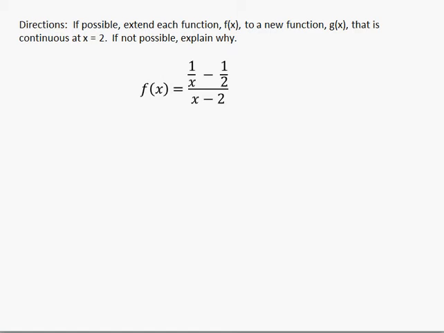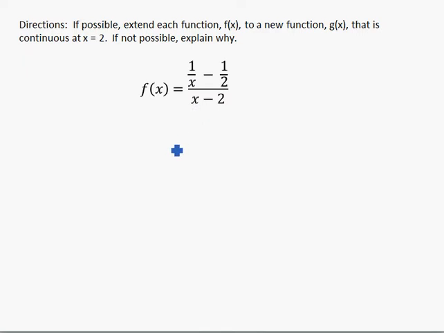All right, this function is defined everywhere except at 2, because when you plug in 2, you get 0 in this denominator. And it's also not defined at 0, because when you plug 0 in, you get 1 over 0 here, and that's undefined. So we're not really interested in 0 at all. I'm just saying that it's not defined there as well. So this is not going to be continuous at 0.